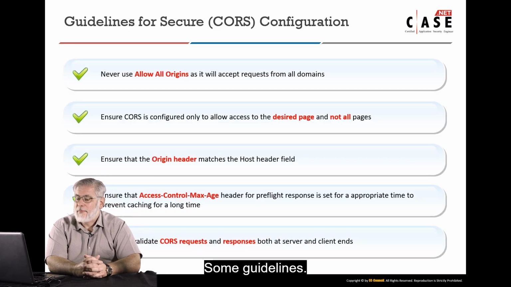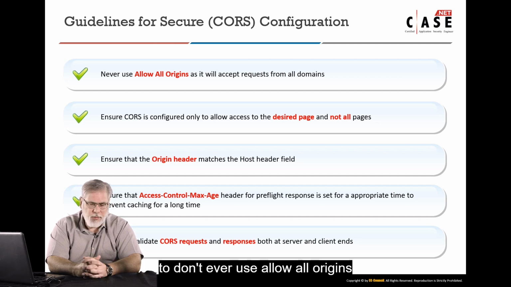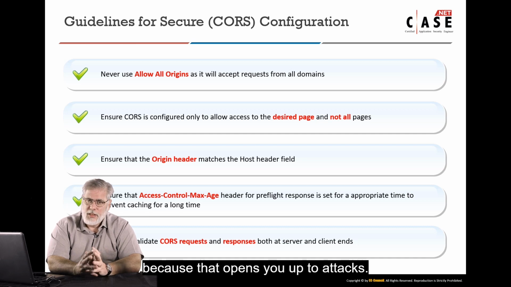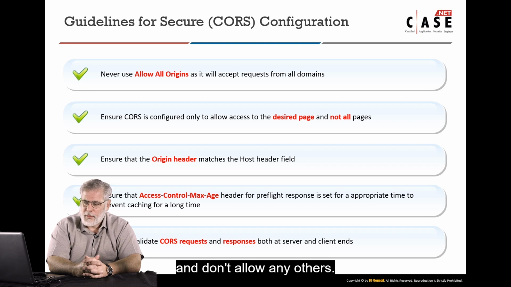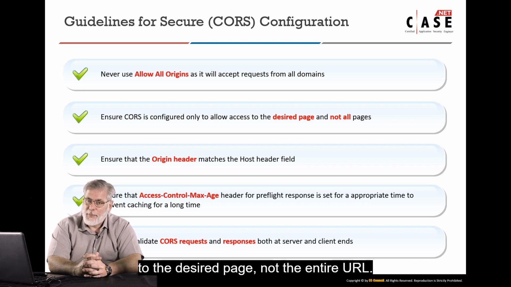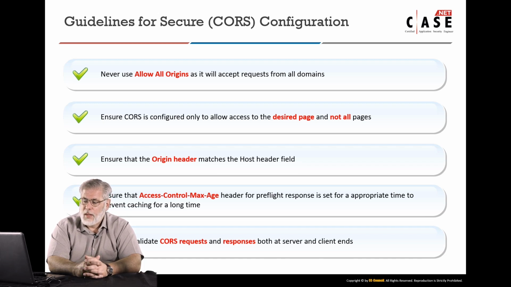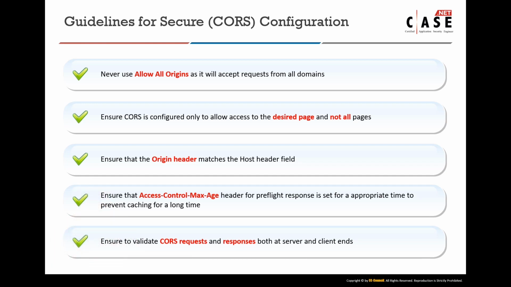Some guidelines. First of all, it's recommended, although they have it in there, to never use allow all origins, because that opens you up to attacks. Specify the origins you're going to allow and don't allow any others. Ensure this is configured to only allow access to the desired page, not the entire URL. Ensure the origin header matches the host header field.